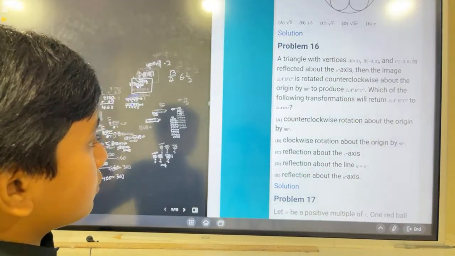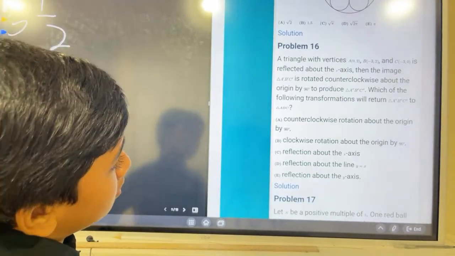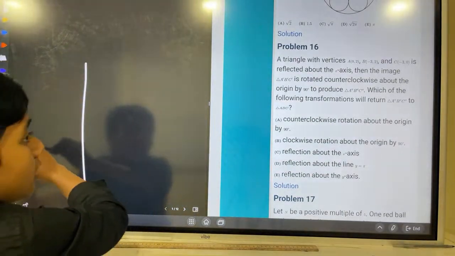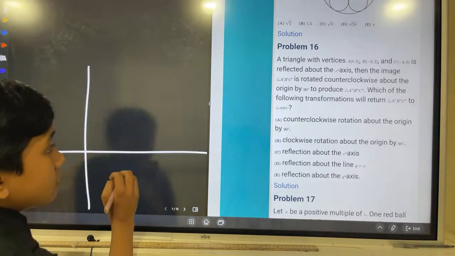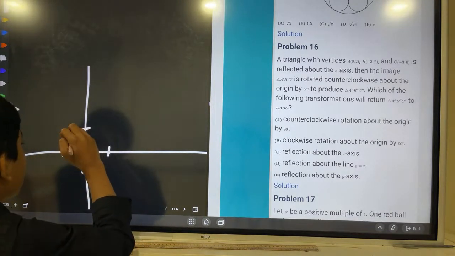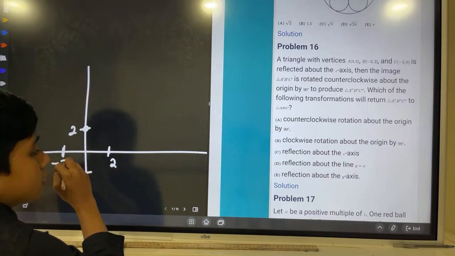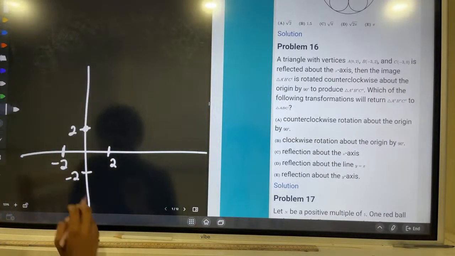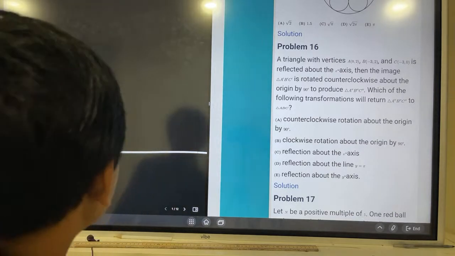A triangle with those vertices is reflected around the x-axis. Okay, let's see. 0, 2. Minus 2, minus 2. Minus 3, 2. Oh, minus 3 and minus 3, 0.